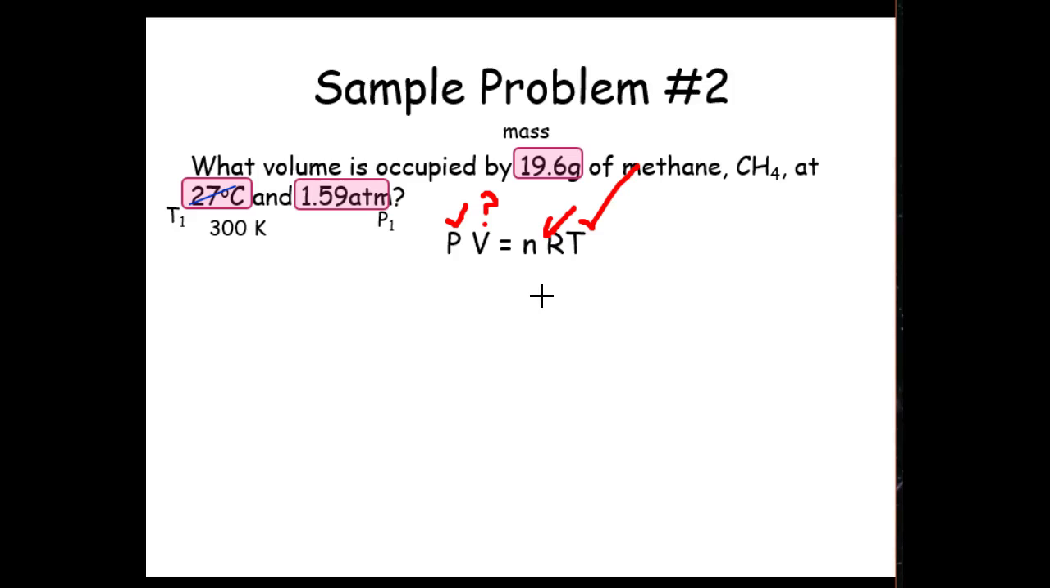Any ideas? Irving's looking at the wall. That's a good option. Yes, Caitlin, tell us what to do.